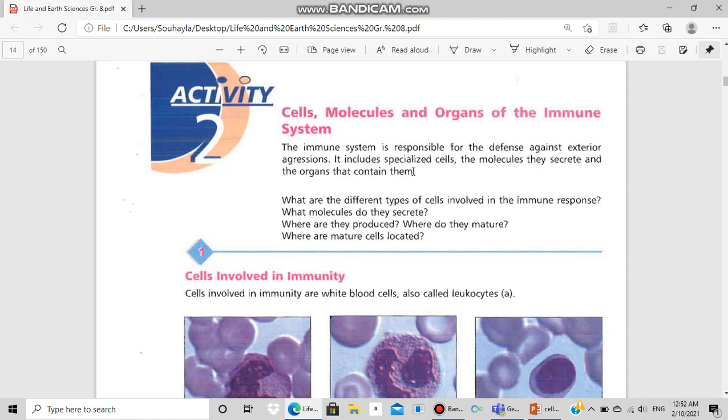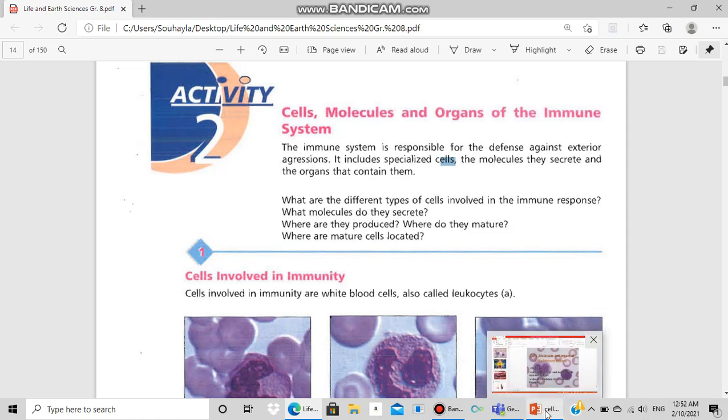We will get to know the cells of the immune system, the molecules secreted by the cells, and the organs that produce or contain these cells. What are the types of cells involved in the immune response, the ones responsible for fighting the intruder? What is the name of the molecule that these cells secrete? What do they produce and where do they mature? Later I'm going to explain these terms. Where are the mature, functional cells located?